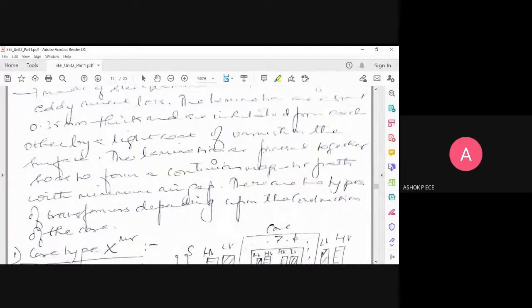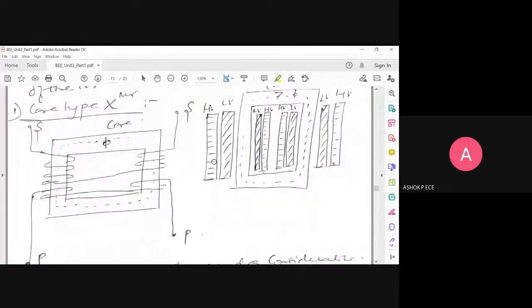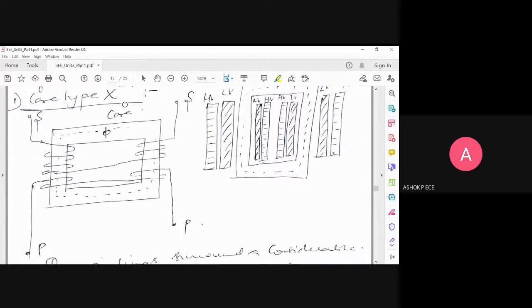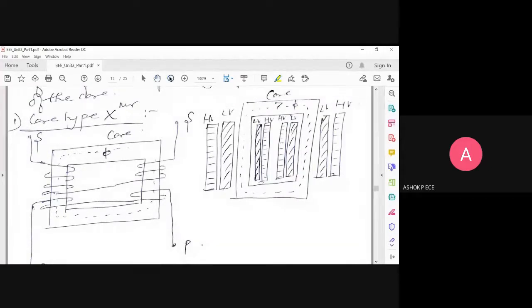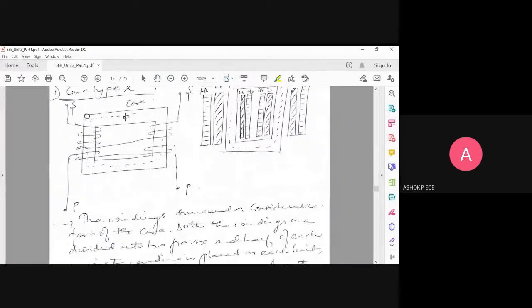From the manufacturing diagram, you can see two types of transformer cores. First one is the core type transformer. Core type transformer is the usual type. You have a rectangular core and you have a hollow air gap inside. You can see, this is your rectangular core and this is your air gap. Okay, this portion is filled with air.